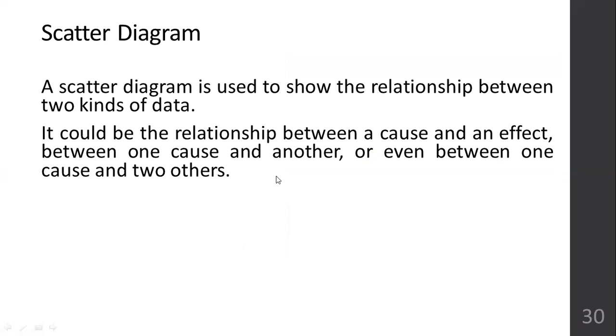Next you have the scatter diagram. So a scatter diagram is used to show the relationship between two kinds of data. It could be the relationship between cause and effect, between one cause and another, or even between one cause and two other causes as well. Okay, so just to show, if I change something in category A, will category B respond to this change? Okay, to get answers out of this curiosity, you use a scatter diagram.